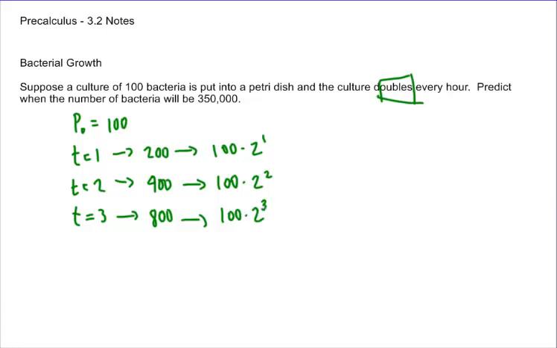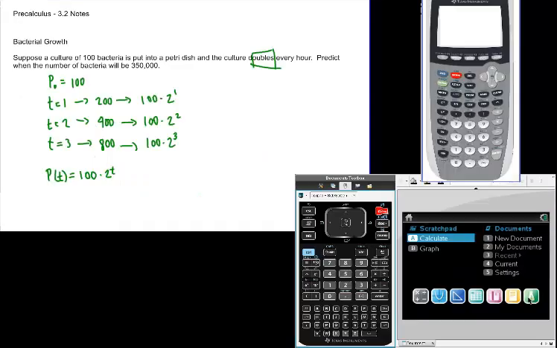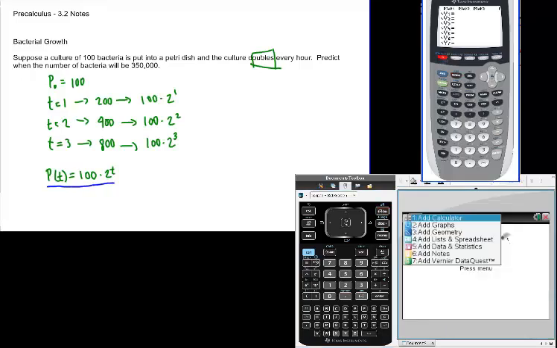Okay. Well, what does that give me then for my function? So my function over time is going to be equal to 100 times 2 to the t. And how do you solve that then for 350,000? Well, I know what my population is. I just don't know how long it's going to take to get there. So we're going to use this as my model for solving.